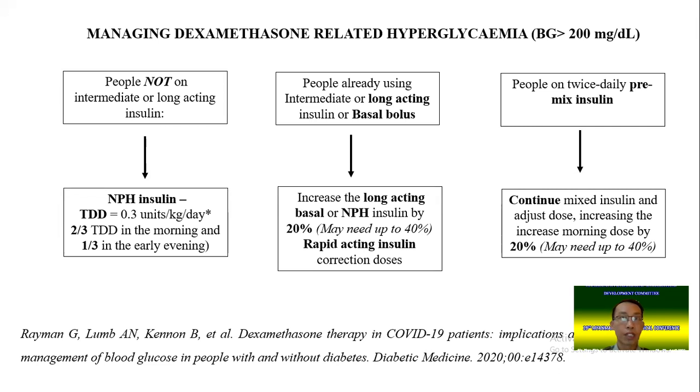This slide shows the management of dexamethasone-related hyperglycemia. If a patient is not on intermediate or long-acting insulin, we can treat the dexamethasone-related hyperglycemia with NPH insulin, with a starting dose of 0.3 units per kg per day, given in the morning and one in the early evening. If a patient is on long-acting insulin or basal bolus, we can increase long-acting basal insulin or NPH insulin by 20%. If the patient is on twice daily premix insulin, we can increase the morning dose by 20%.